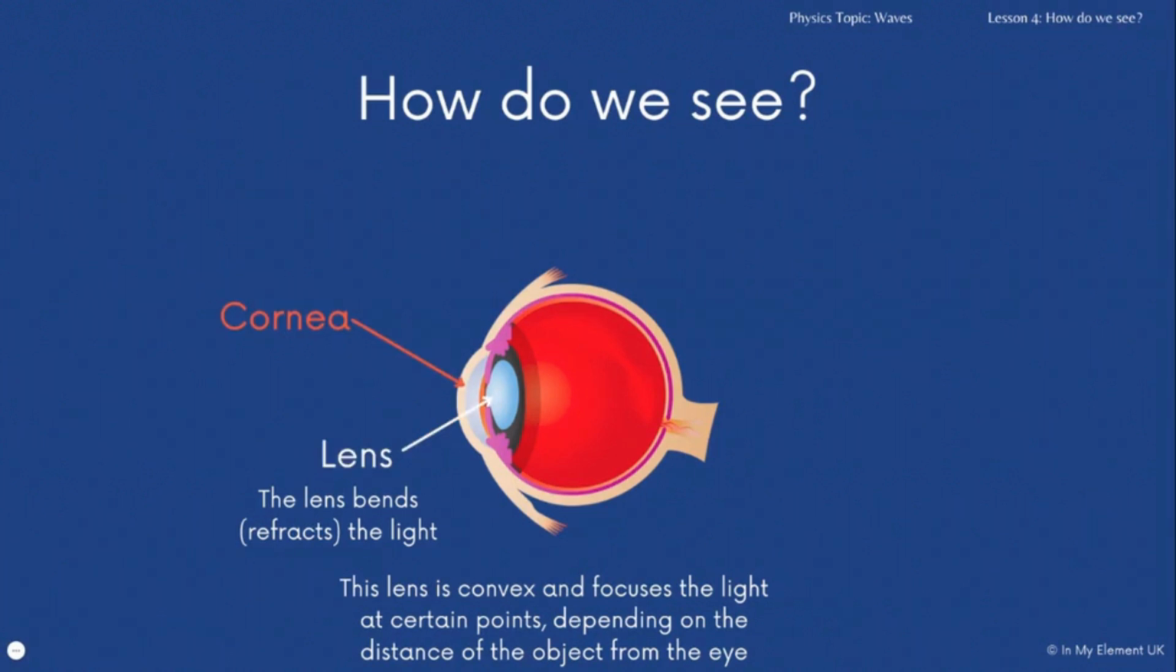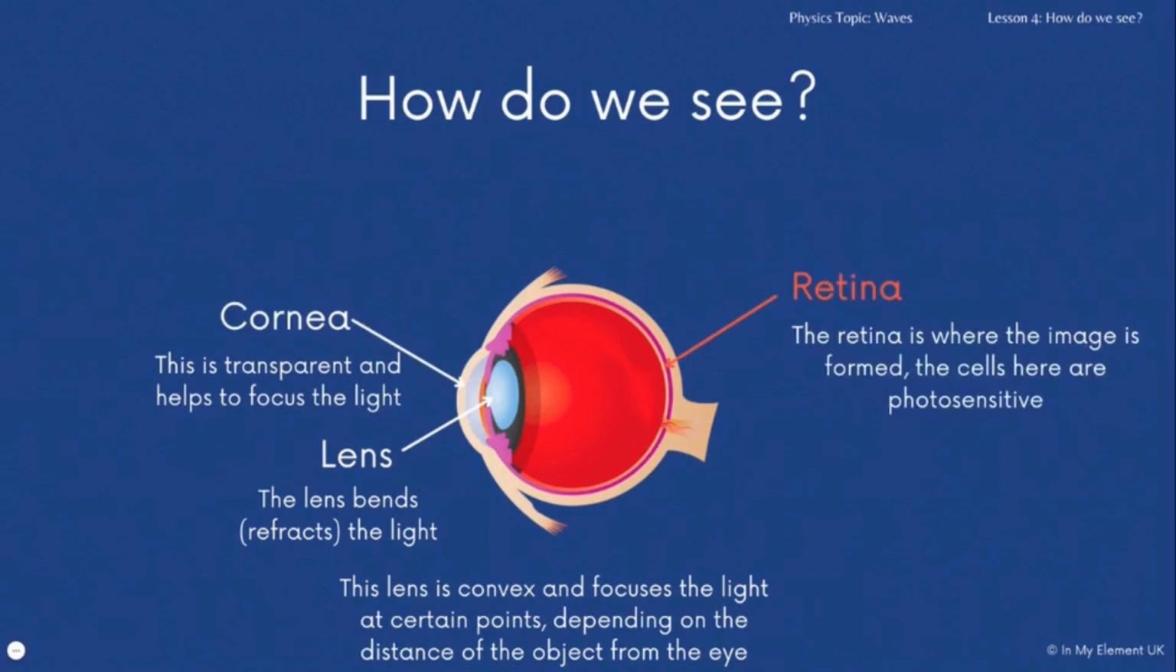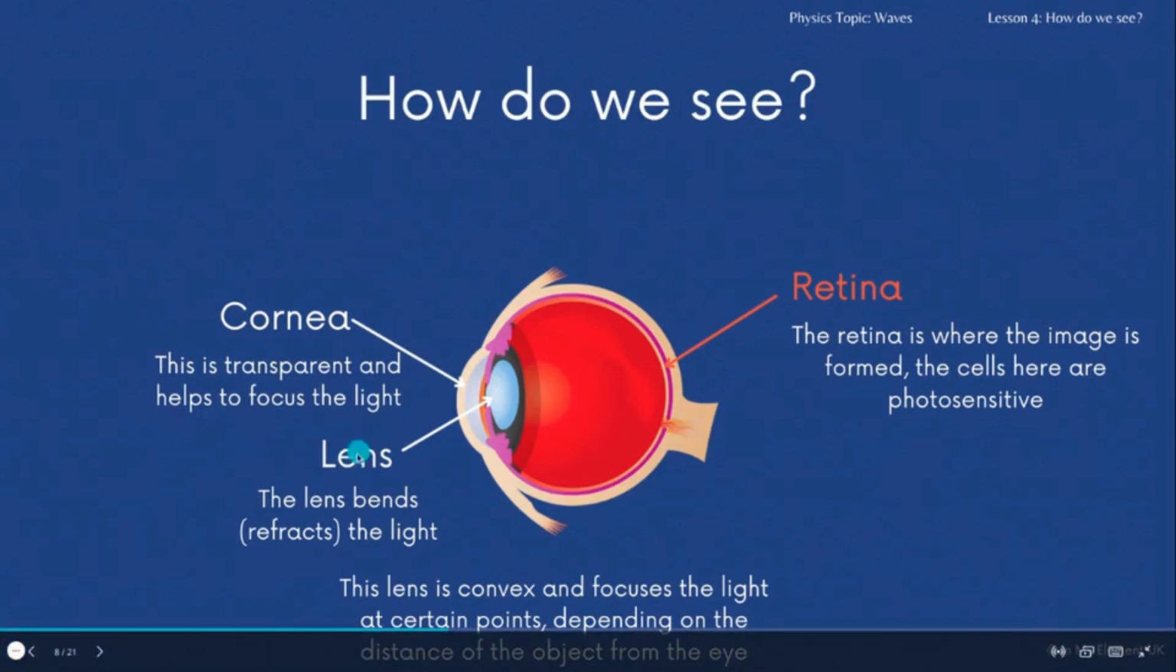Next bit is the cornea. The cornea is transparent. Again, it has a shape convex like the lens, and the cornea is responsible for the focusing of the light. Then we're going to look at the back of the eye. The back of the eye is covered with photosynthetic cells, and it's the back of the eye on the retina where the image is formed. It's also down from the retina is the optic nerve as well, so you can see that just here, that's the optic nerve.